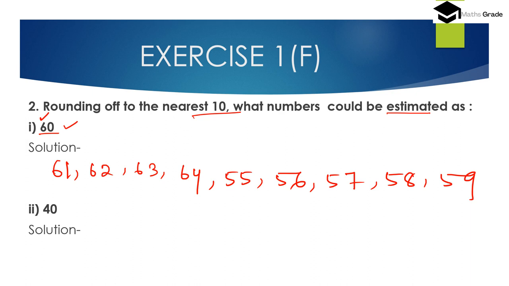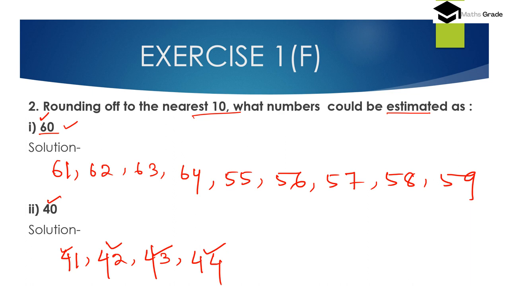Now the second bit, 40. The number is 40. We have to find the numbers which are rounded to the nearest 10 as 40. If the unit digit is less than 5, that is 1, 2, 3, 4, the numbers are 41, 42, 43, 44. Now 41 rounded to the nearest 10 is 40. 42 also rounded to the nearest 10 will be 40 because 2 is less than 5. And 43 rounded to the nearest 10 is 40 because 3 is less than 5. And 44 rounded to the nearest 10 will be 40 because 4 is less than 5.